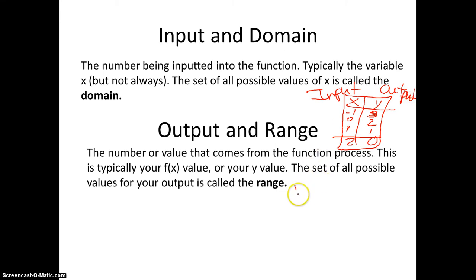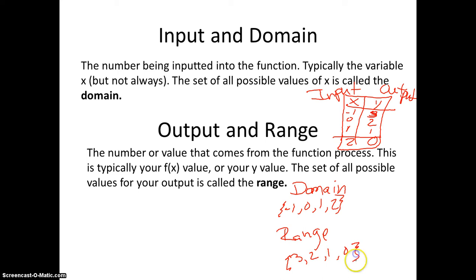Now, my domain for this would be the values of negative 1, 0, 1, and 2. Those are all these numbers that I put in. And my range would be the values of 3, 2, 1, and 0.